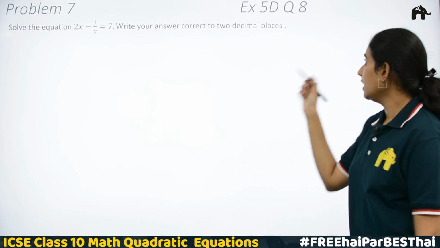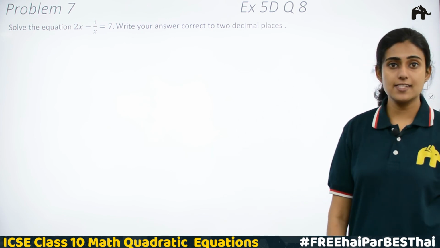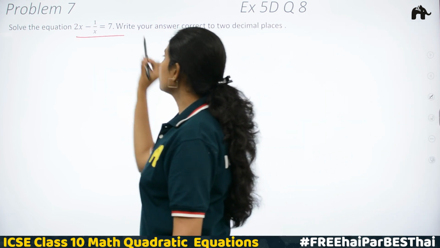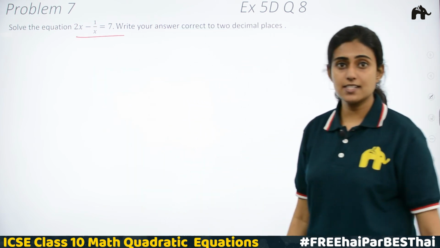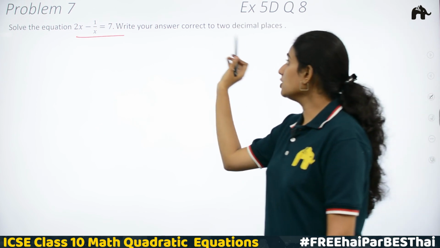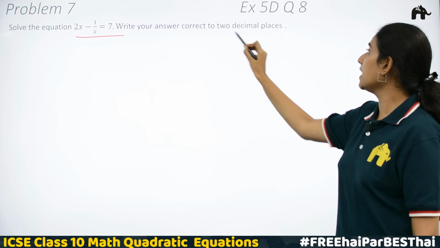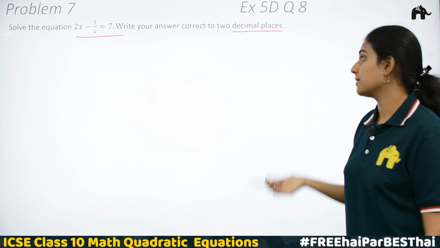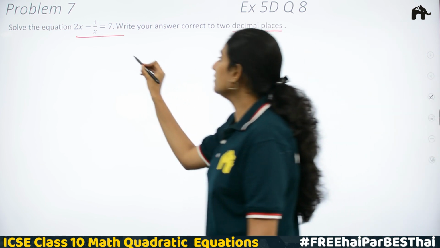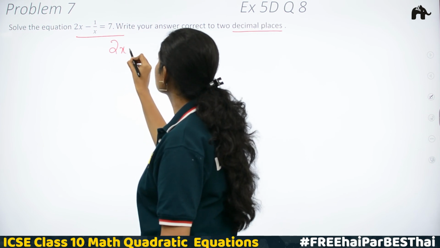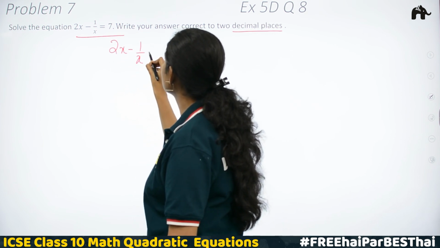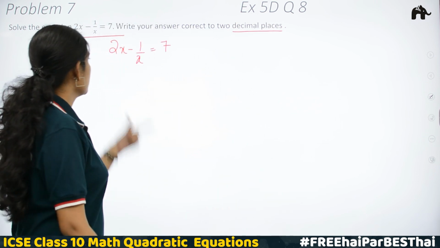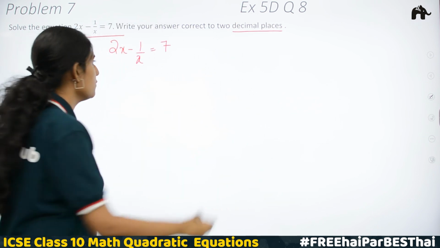Problem 7. Question number 8 of exercise 5D. Solve the equation 2x minus 1 by x is equal to 7. Write your answer correct to 2 decimal places. That is, we have to convert the answer in terms of decimals. The equation given is 2x minus 1 by x is equal to 7. We have to convert this into a quadratic form.